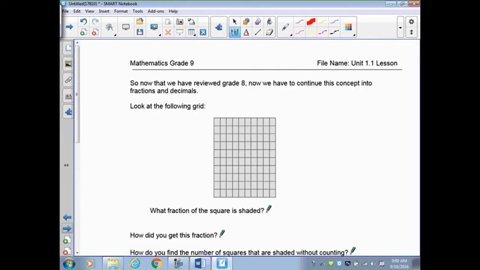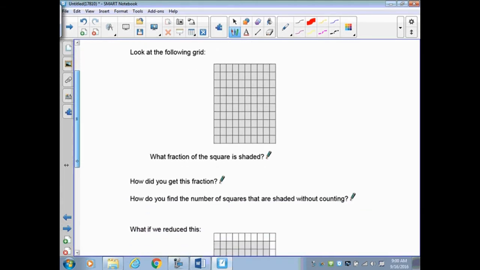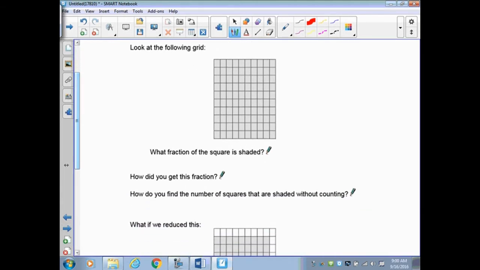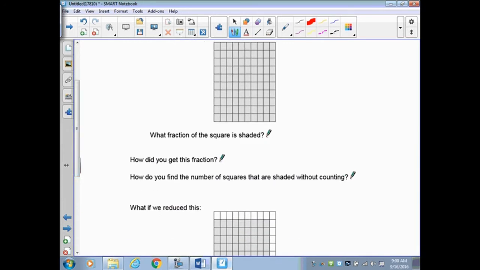Okay, so now that we've done the grade 8, let's take a look at the grade 9 stuff. We have to get away from whole numbers now and work into decimals and fractions. So here we have the same thing we had a minute ago. This is a 100 square. But now this 100 square has been shaded. So what fraction of this has been shaded?